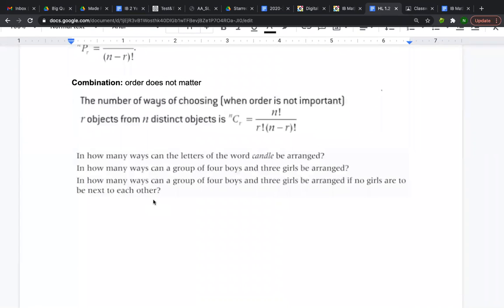In how many ways can the letters of the word candle be rearranged? Well, in this case, we're just going to use the plain factorial. There are 6 different letters. So if I have 6 different letters, then 6 factorial is the same thing as 720 different ways.